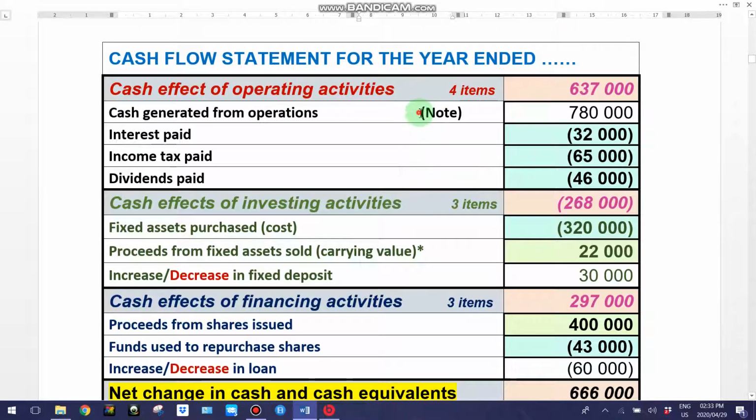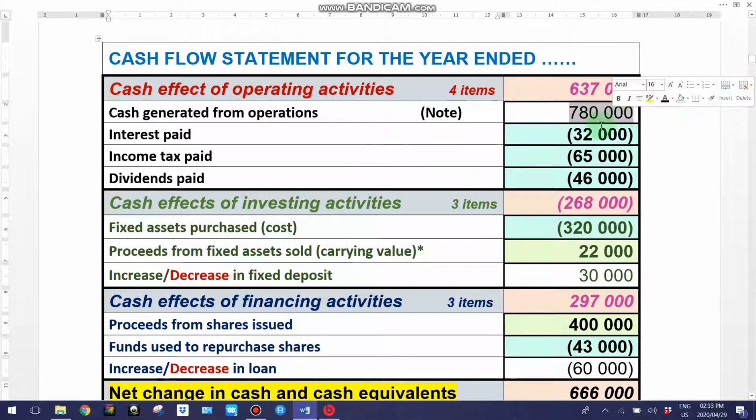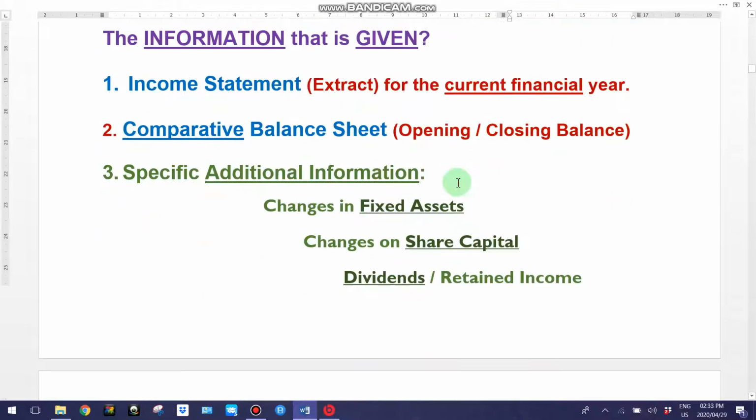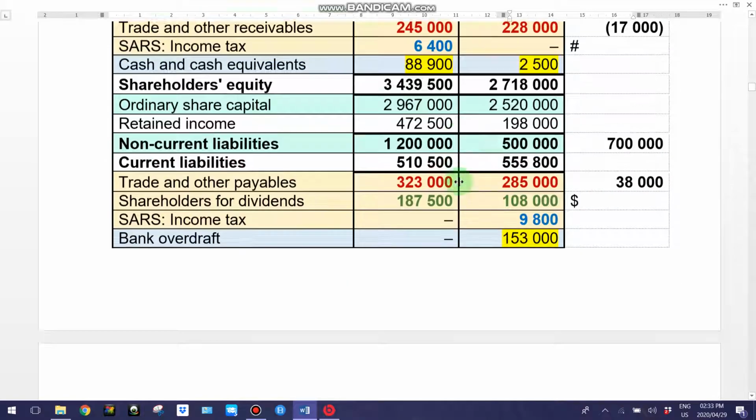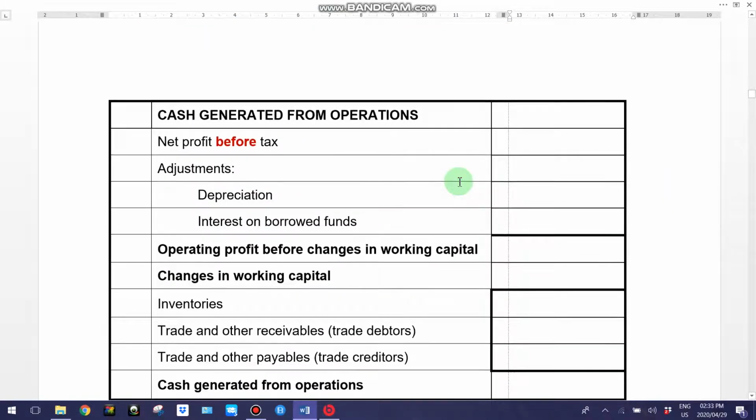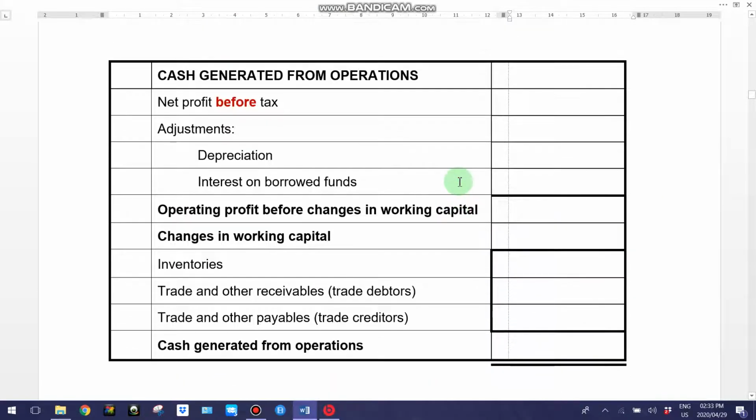Remember, there is only one note to the cash flow statement. It's your cash generated from operations, and I need to know how much did this company make looking at the cash situation from the income statement. So this note is an important note. It hardly features in the exam papers, but certain aspects of it might feature in the exam papers. So you need to look at this calculation. You need to know exactly what goes into this note.